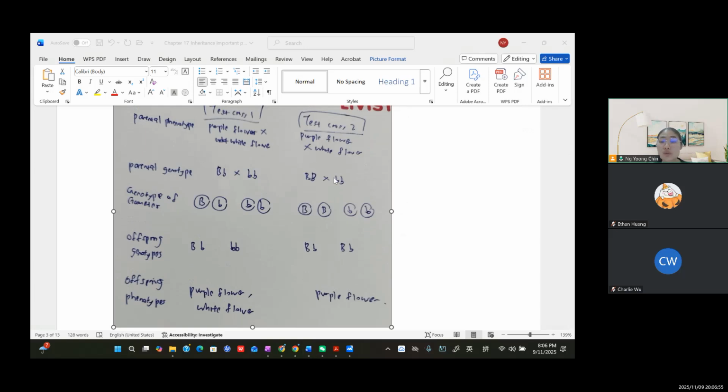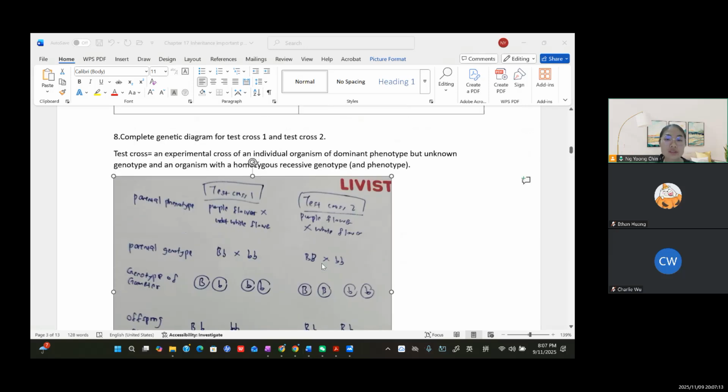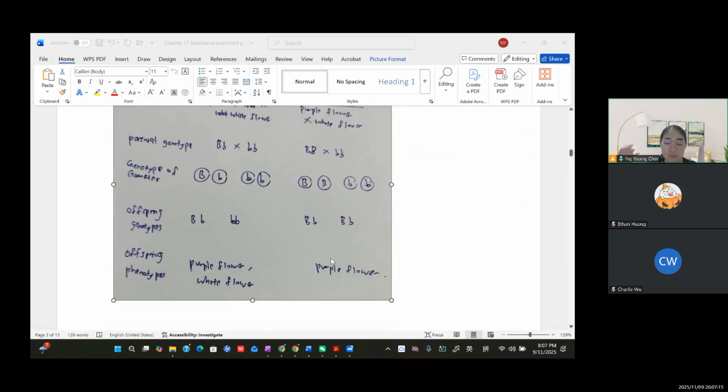But if you cross the homozygous dominant with the homozygous recessive, you will get all of them as purple flower, because the genotype produced is one big B, one small b. Okay, so this is test cross. By looking at the offspring phenotype, right, you can trace back, you can know.